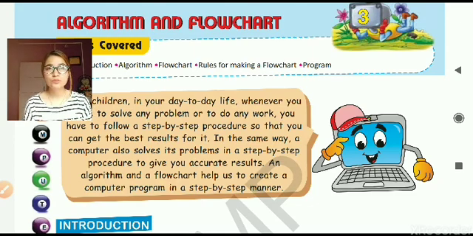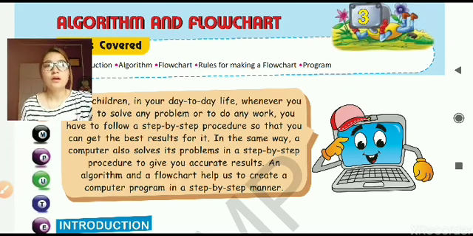If we relate it to our day-to-day life, whenever you have to solve any problem or do any work, you have to follow a step-by-step procedure so that you can get the best result, isn't it? In the same way, a computer also solves its problem in a step-by-step procedure to give accurate or correct results. And this step-by-step procedure is known as algorithm.